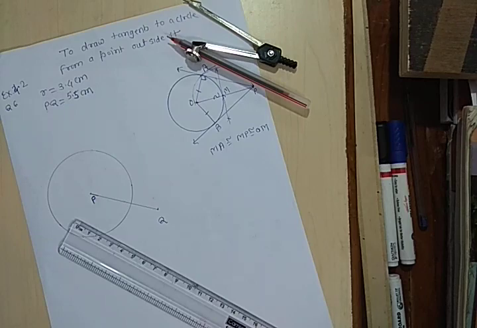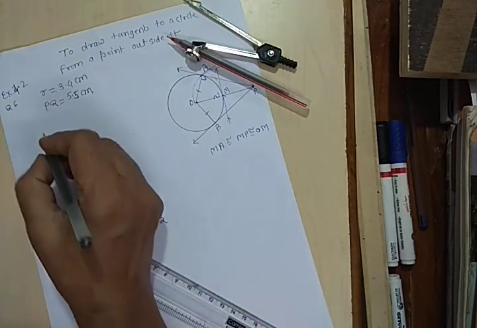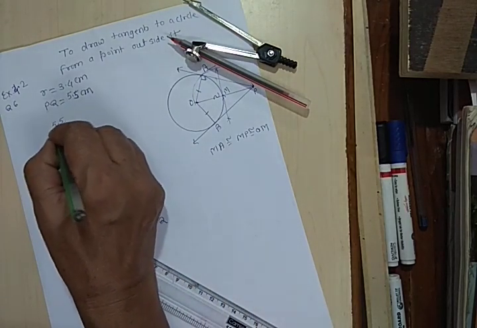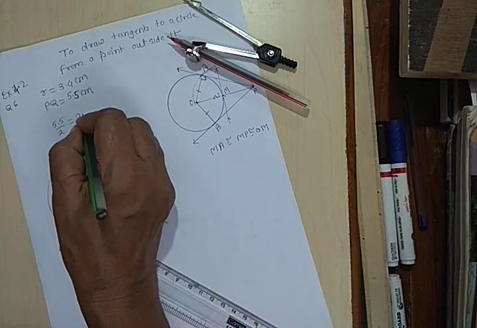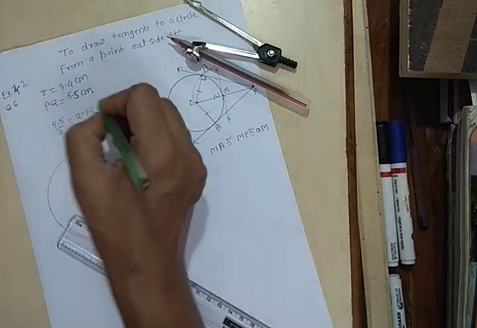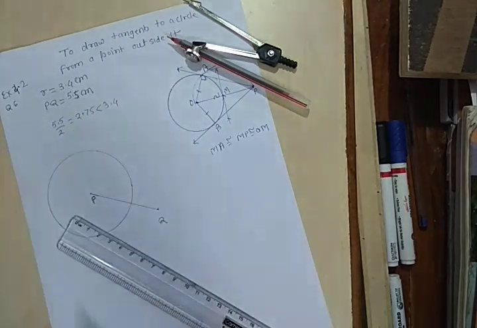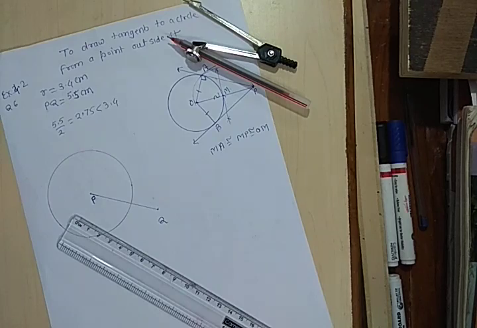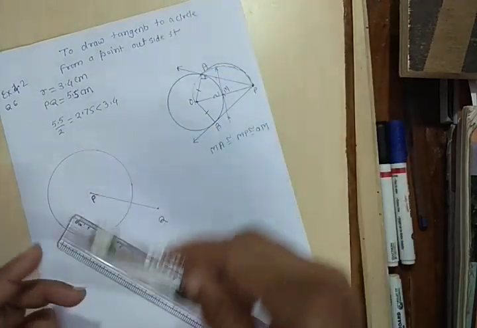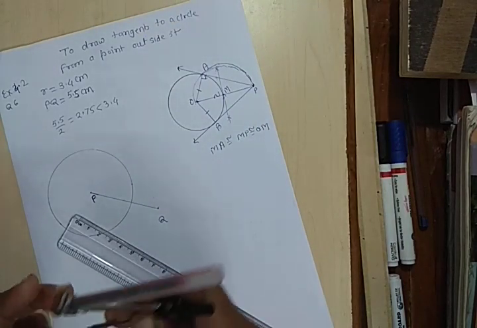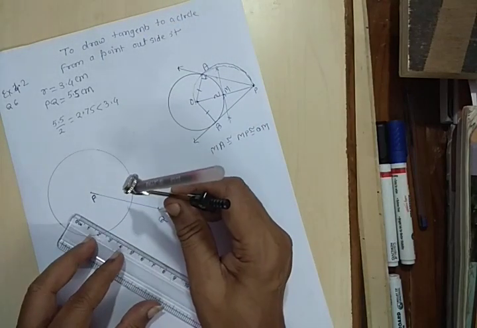Why? Because 5.5 divided by 2 is equal to 2.75, less than 3.4, that is the radius of the circle. This is the first test that you are correct or not. Whenever we want to check have you done correctly or not.